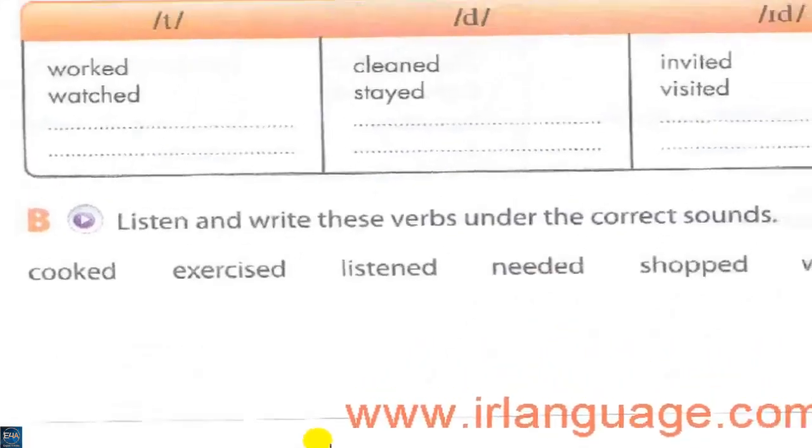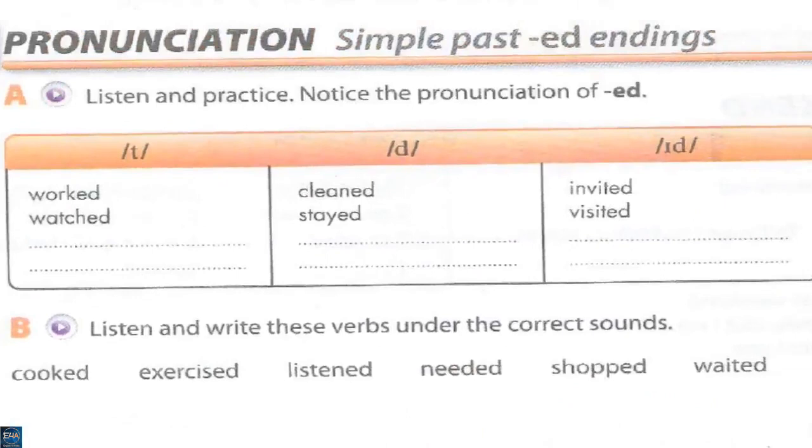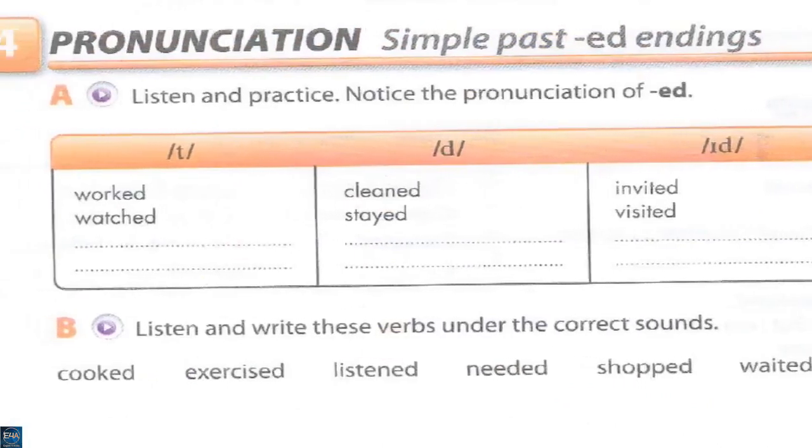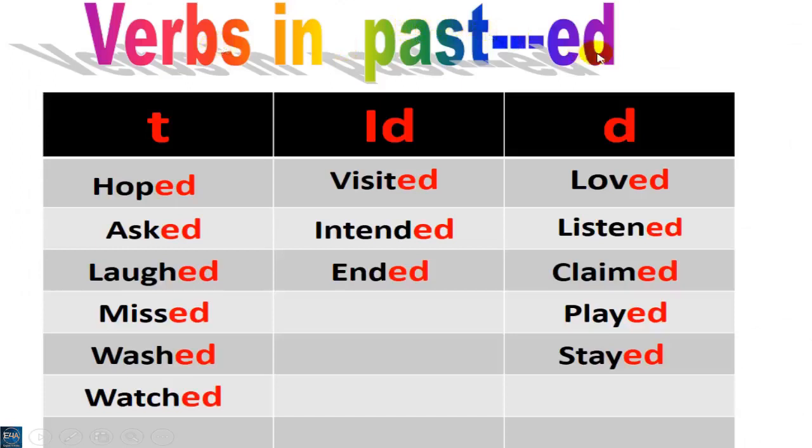Exercise number 4. Simple past ed. Verbs in the past with ed. The ending ed can be pronounced t, ed, or d. Hope, hoped. Ask, asked. Laugh, laughed. Miss, missed. Wash, washed. Watch, watched.